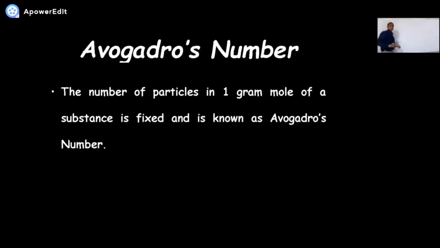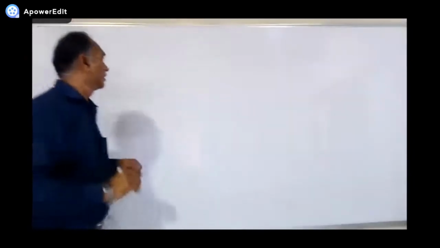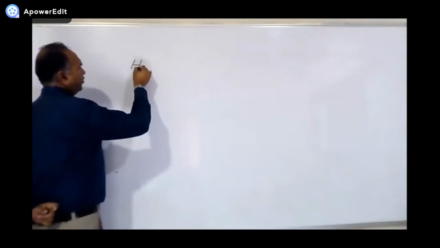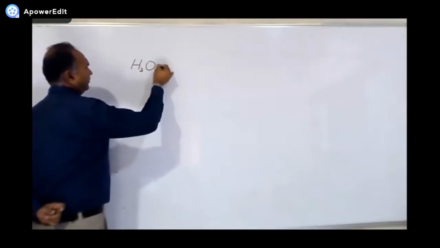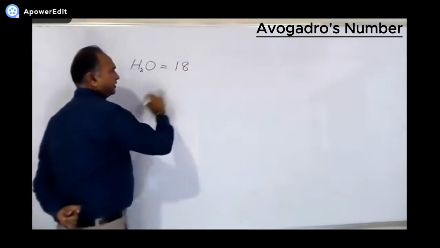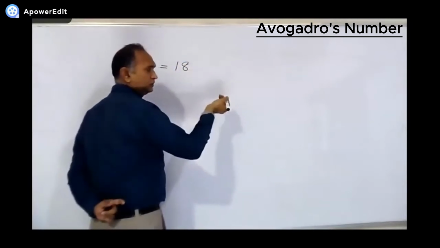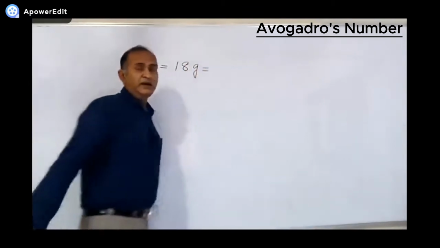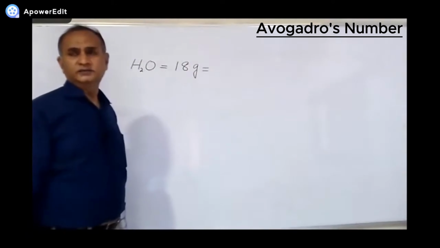Look at the board. H2O. Its mass is 18 AMU. Showing it in gram, 18 gram water.